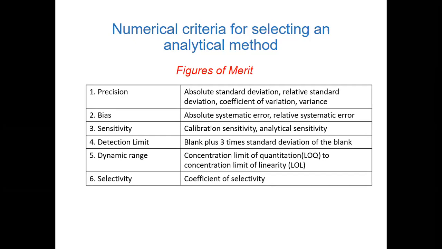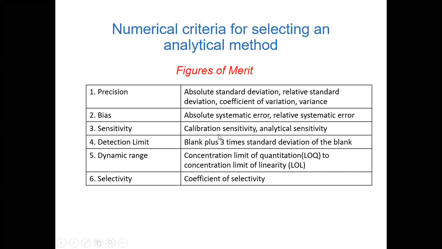Right? The precision, we will discuss this in detail, and for right now, the precision can be determined using absolute standard deviation, relative standard deviation, coefficient of variation, and variance. Here you have to have an idea how to calculate these standard deviations and variance. So when you calculate these things, you can get an idea about the precision and the bias. So bias can be determined by calculating absolute systematic error or relative systematic error.